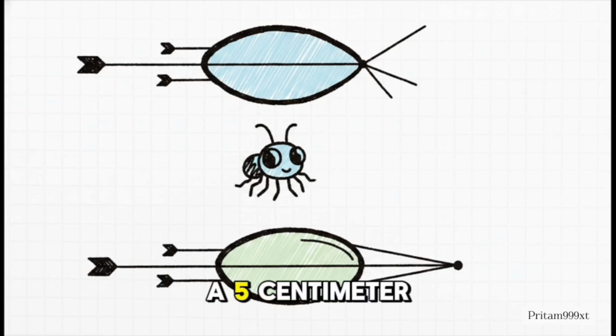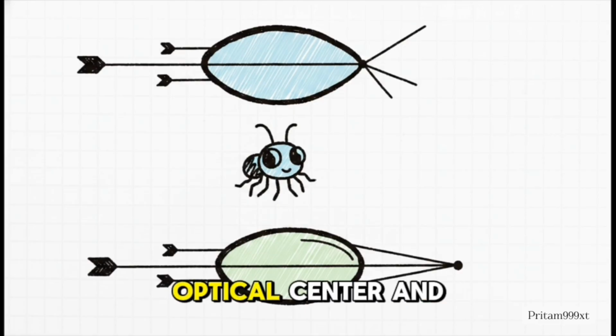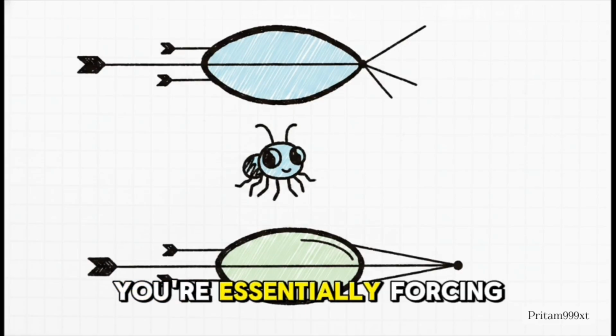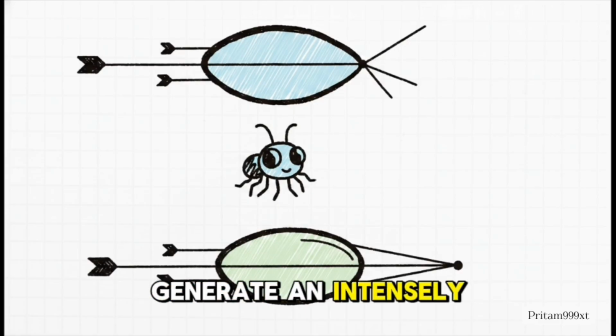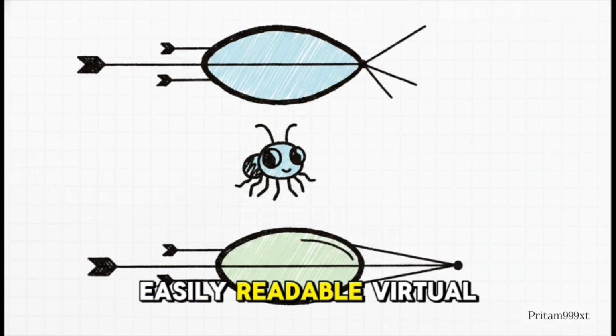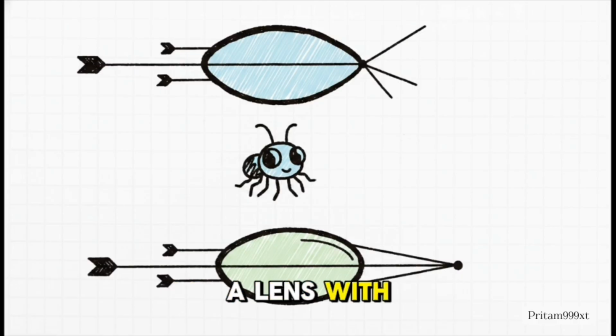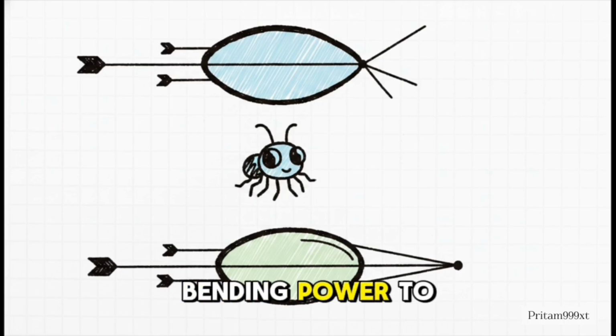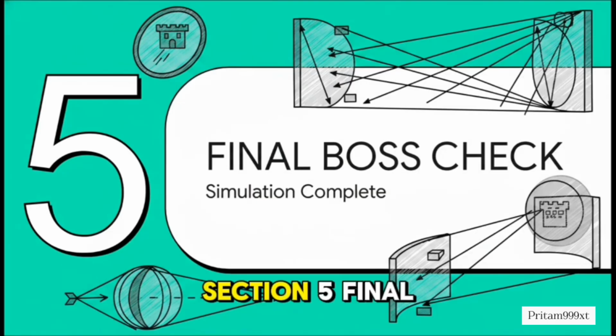If you use a 5-centimeter convex lens and place that tiny dictionary print between the optical center and the focus, you're essentially forcing the lens to generate an intensely enlarged, easily readable virtual image. A lens with, say, a 50-centimeter focal length, it just wouldn't have the same bending power to get the job done.